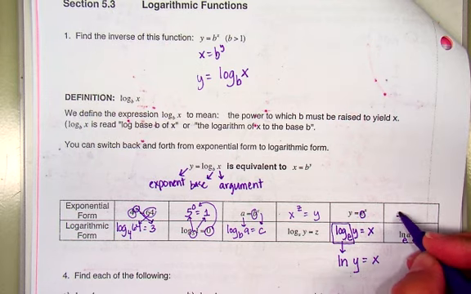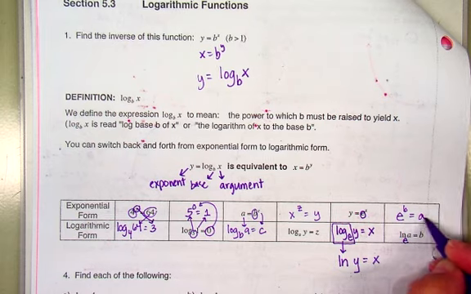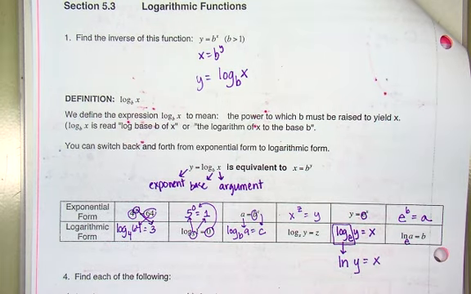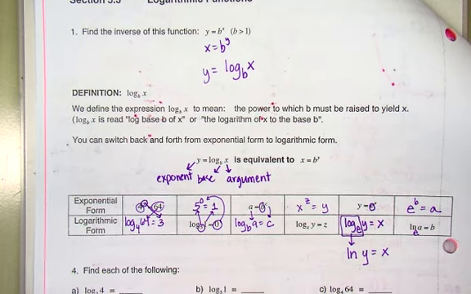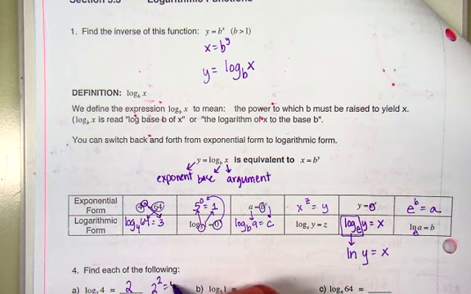I rewrite it as e to the b power is equal to that argument of a. All right, question 4 says to find each of the following. Well, let's figure this out. So this is asking me 2 to what power, right? The log is equal to the power always. So what's the power, or the exponent, that'll give me an answer of 4? Well, it's obviously 2, because 2 to the second power would equal 4.